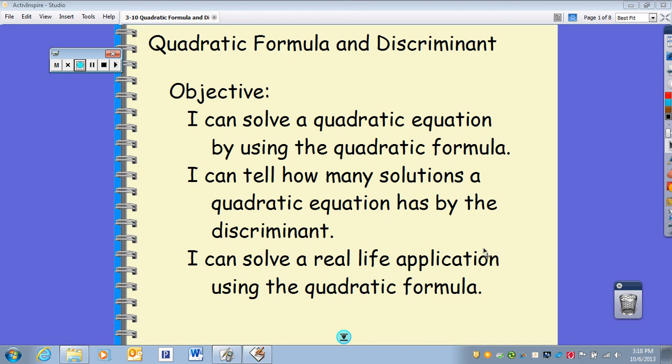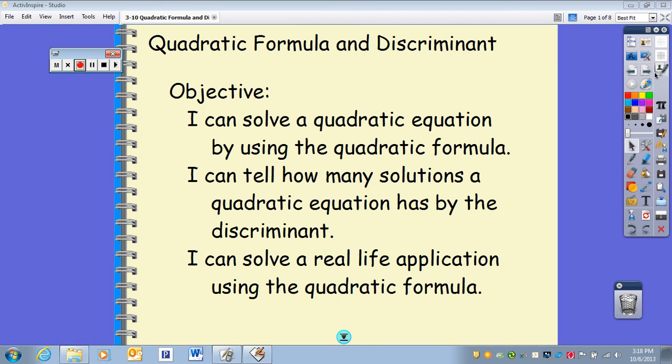In this lesson, we will be using the quadratic formula to solve quadratic equations. We will be able to tell how many solutions a quadratic equation has by the discriminant and also solve real-life application problems using the quadratic formula.